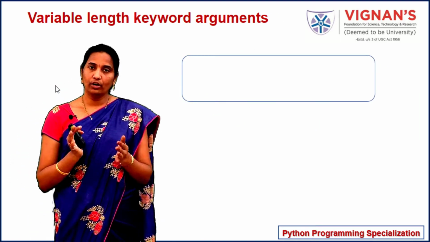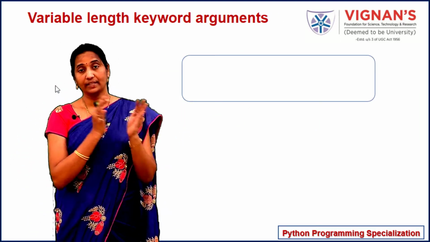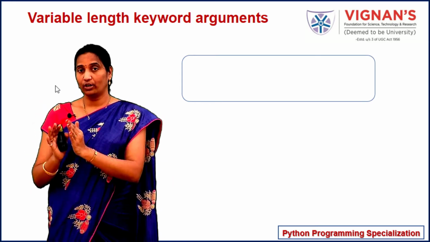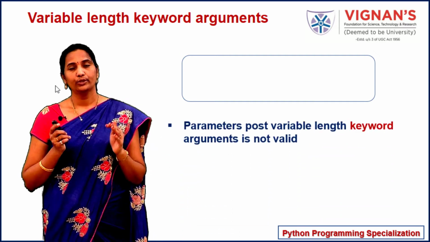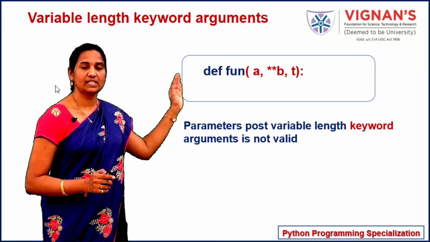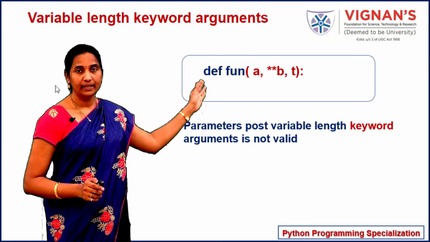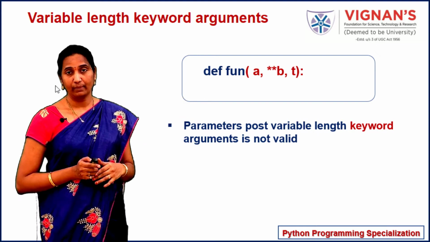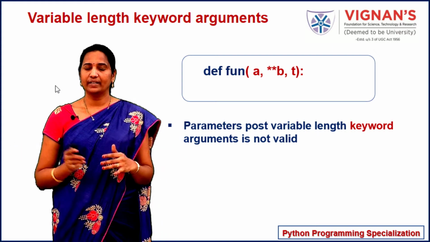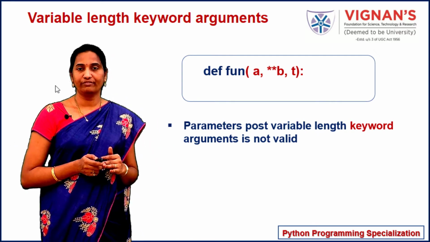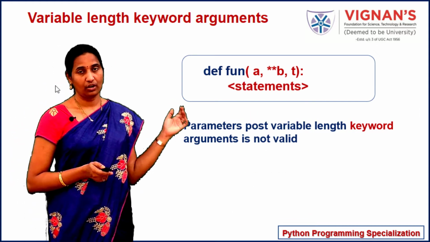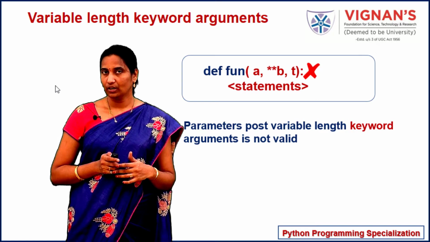So variable length keyword arguments also can be combined with positional arguments and keyword arguments. But you need to remember one thing. After having the variable length keyword argument, that should be the last parameter and should not have any other parameter after it. If you observe this function definition fun, which has a, star star b, t, that is, it has three different parameters where a is the positional parameter and b is the variable length keyword parameter. As we are violating the rule of having parameters after the variable length keyword parameter, it's not valid. So these kinds of function definitions are not valid.